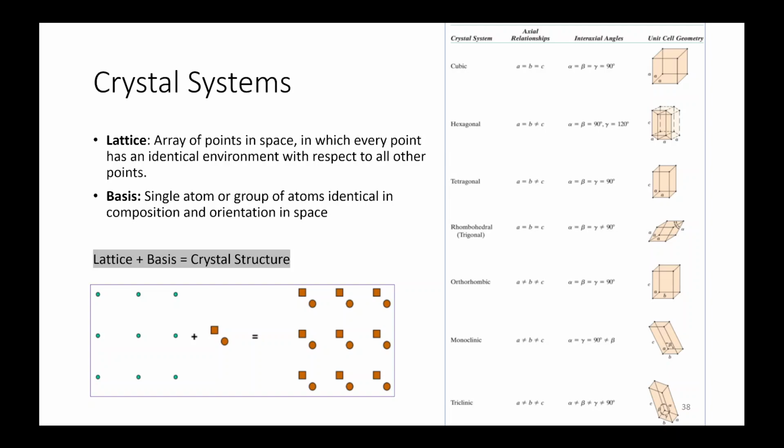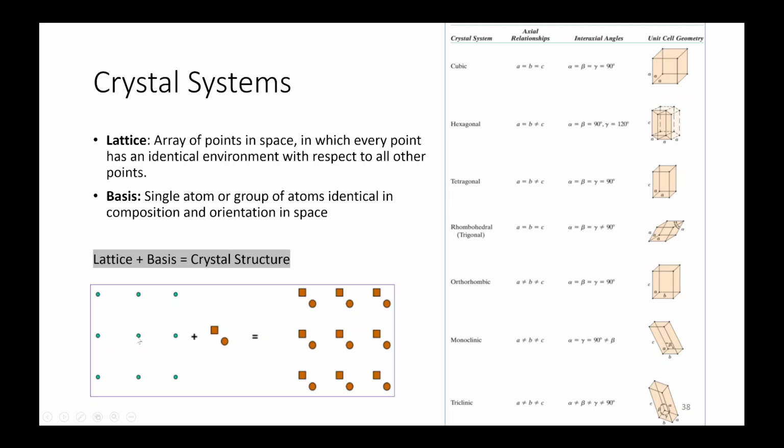Now crystal systems. A crystal system is made by firstly lattice and basis. These are two entities. In case of lattice, it is an array of points in space. So it is a mathematical representation. It doesn't have any physical entity to it. It is an array of points in space in which every point has an identical environment.